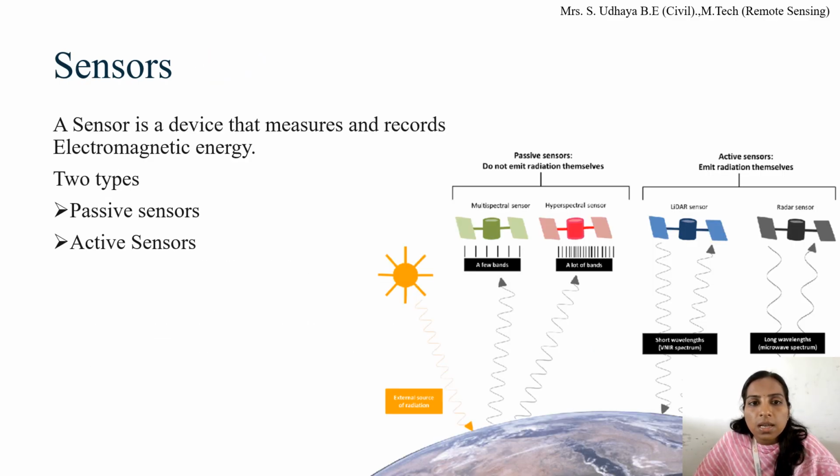Then coming to sensors: sensors are devices that measure and record electromagnetic energy. There are passive sensors and active sensors. Passive sensors depend on electromagnetic radiation, that is sunlight, for their process. Active sensors generate, produce, and use their own energy source. It's all weather technology. The main drawback of passive sensors is that we can do remote sensing only in the daytime, but with the help of active sensors, remote sensing is possible at any time.